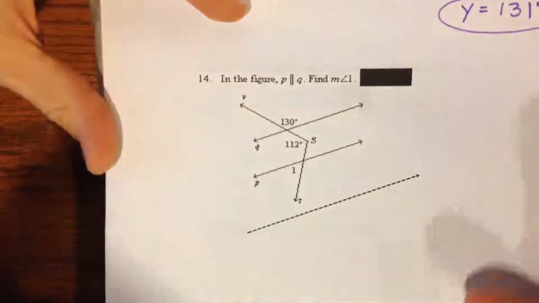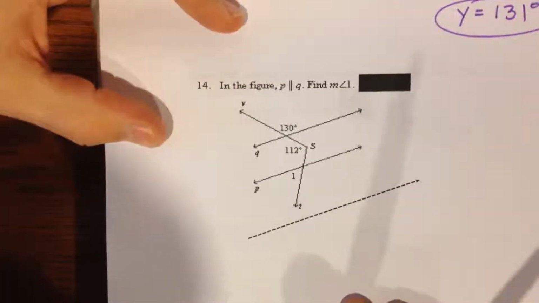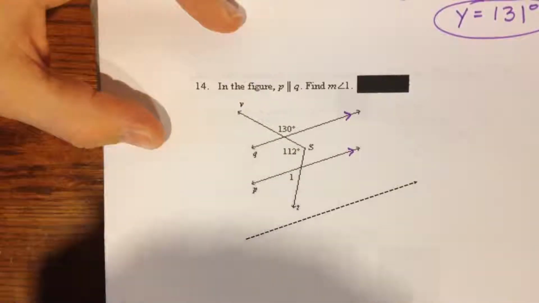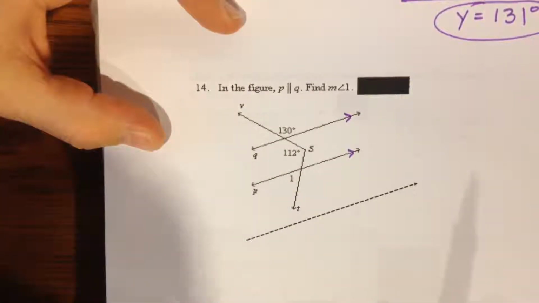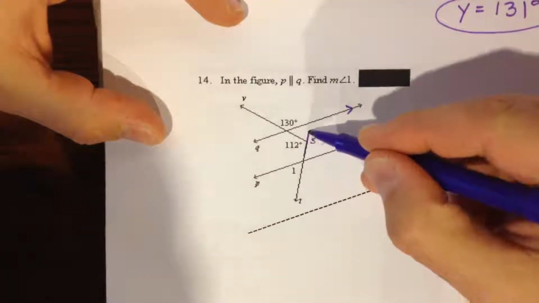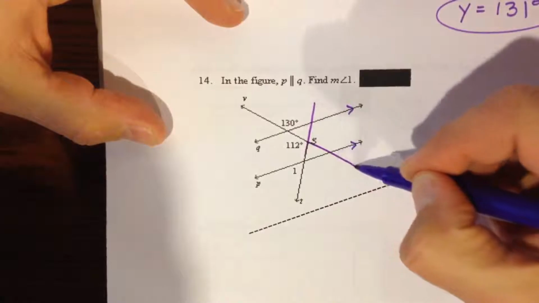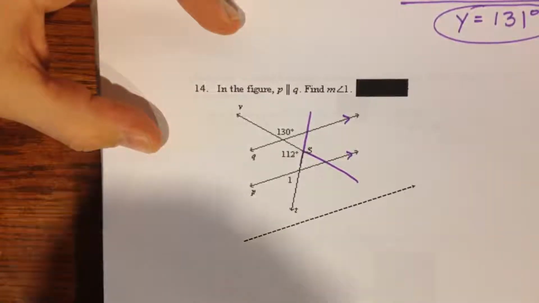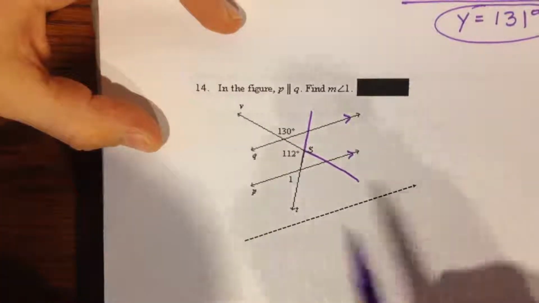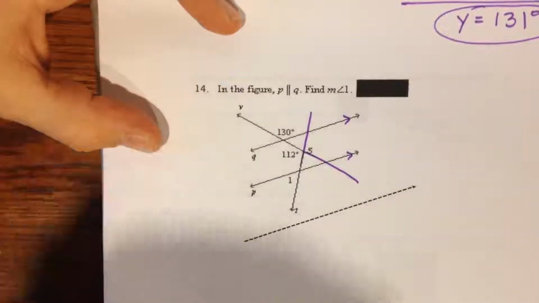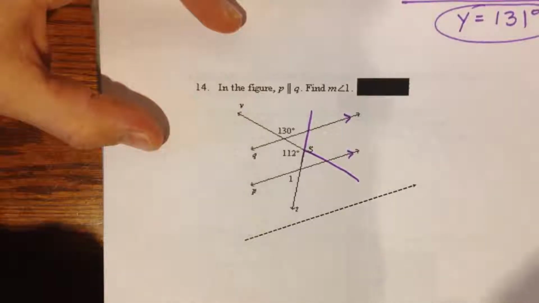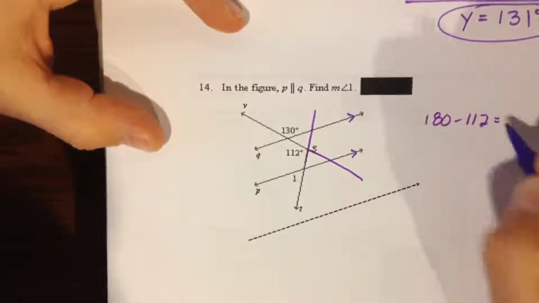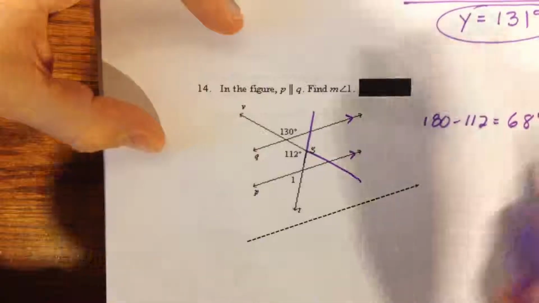Alright, number 14. It says P and Q are parallel, so we know that these two are parallel. It says find angle 1. Alright, so there's a couple different ways we did this, and a lot of you ended up just extending your lines like that to make it look like kind of an X. Alright, and there's a couple different things I know. If this is 112, alright, 180 minus 112 equals 68.